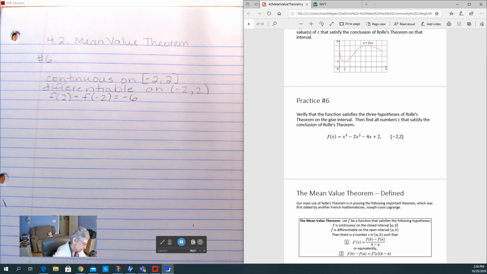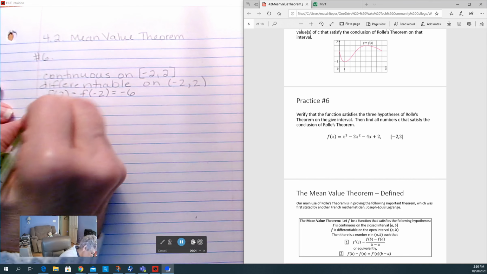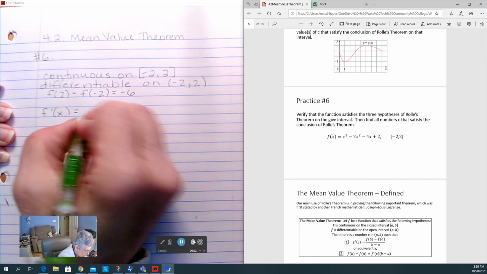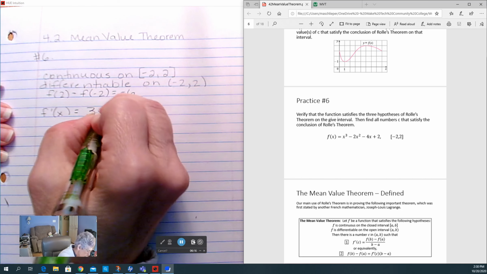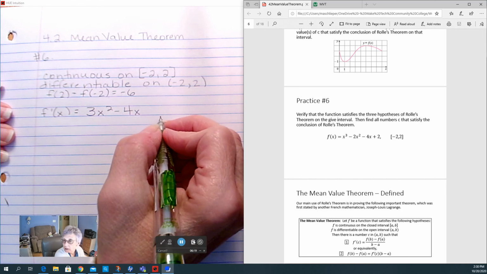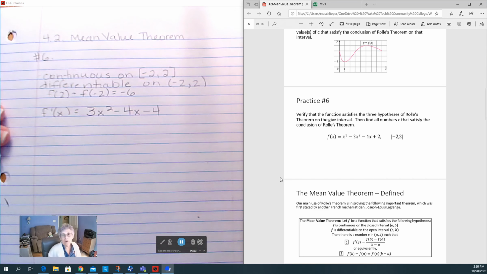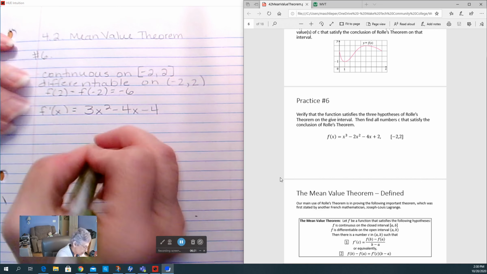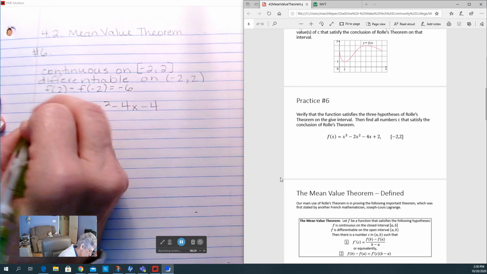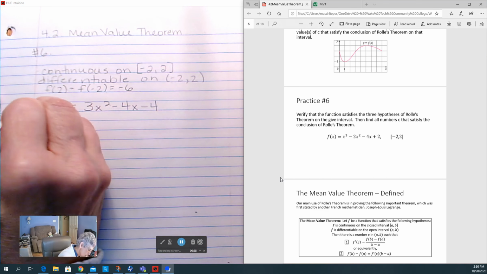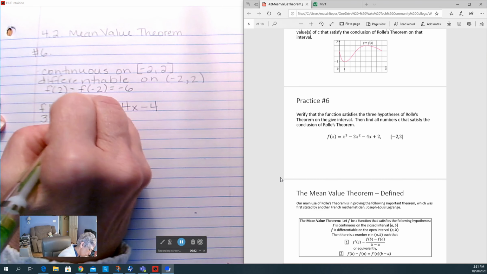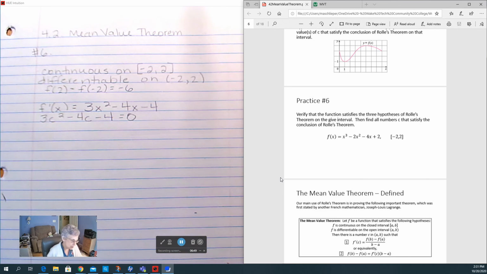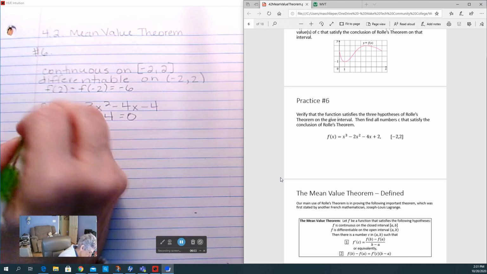Now we want to find c that satisfies it. So I need to figure out the derivative. And I didn't write my function down, so I have to look over here. The derivative is 3x squared minus 4x minus 4. So the c will be whatever makes that thing equal to 0, because that would be the slope of the secant line that connects the endpoints. So I'm going to set 3c squared minus 4c minus 4 equal to 0 to see where it changes from increasing to decreasing or decreasing to increasing.